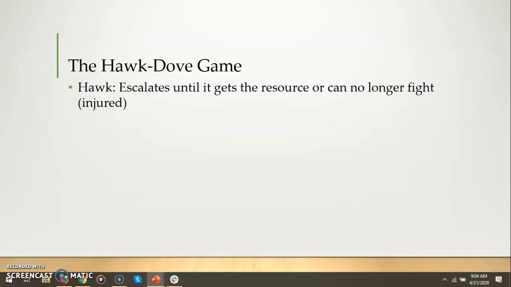So here the hawk is an individual. It's a role, basically. Since these are game theory, these are all roles. It's a role that involves the individual escalating until they get what they want or until they're injured to the point where they can no longer fight. That may be injured, that may be dead. Either way, they can no longer participate. So they basically fight until they get it or until they're out.